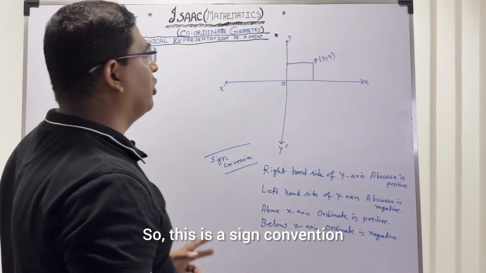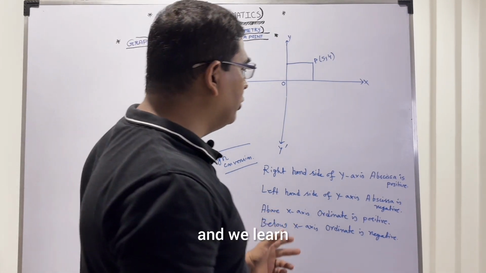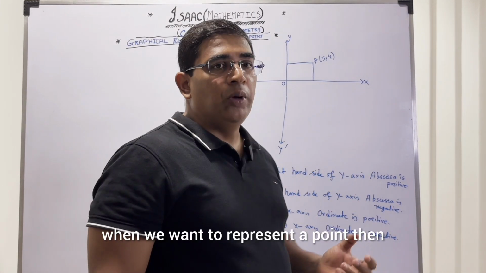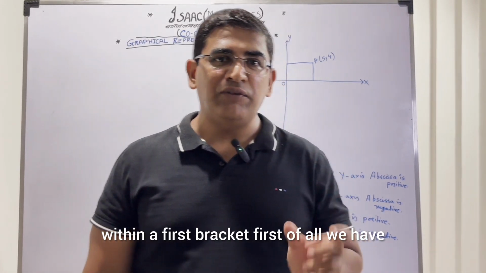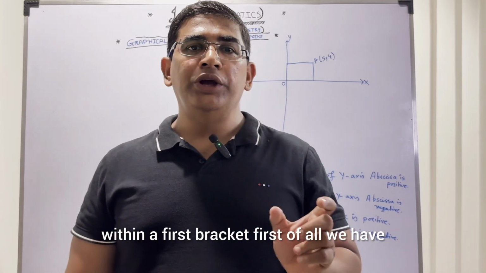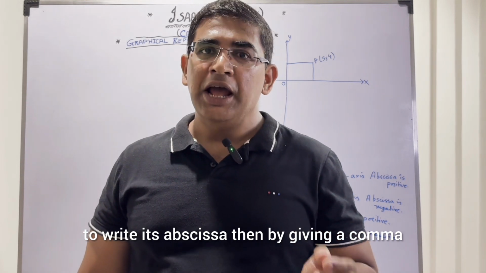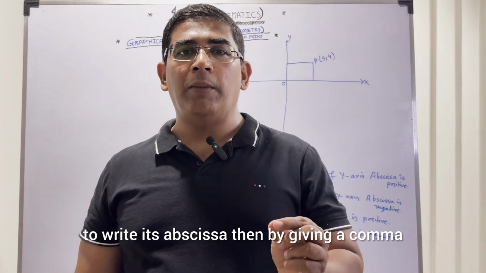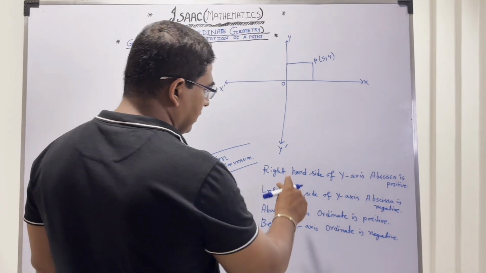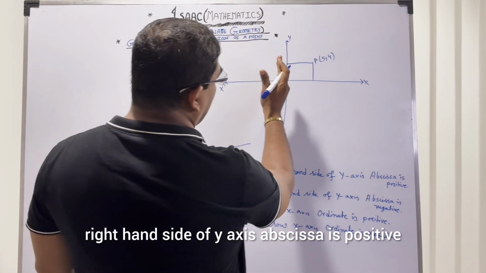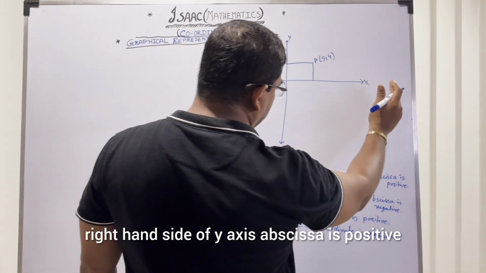So this is the sign convention. And we learn when we want to represent a point, then first within a first bracket, first of all we have to write its abscissa. Then by giving a comma, we have to write its ordinate. Okay. So right hand side of y-axis, abscissa is positive.